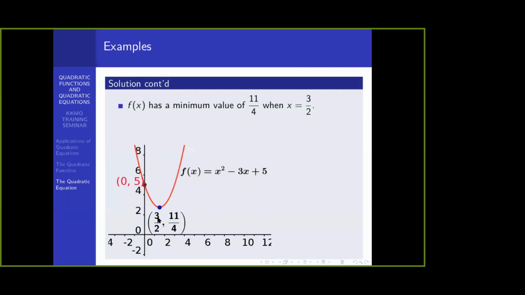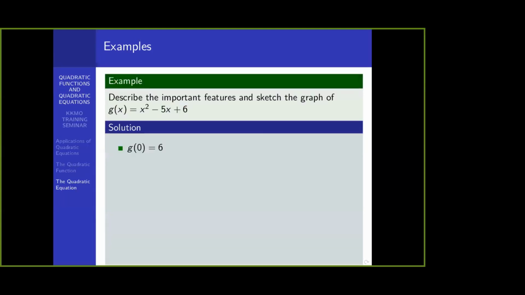Minimum value is at when x is 3/2, and the value at that point is 11/4. This is a y-intercept, 5, and so on. And the graph, it faces upwards. And it's completely above the x-axis. So we look at the next one.